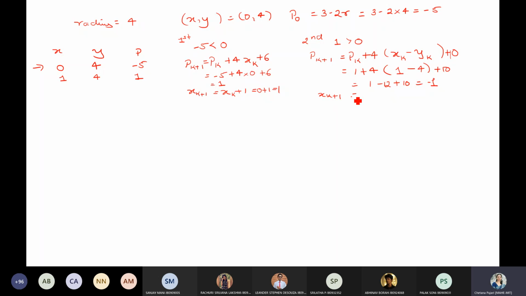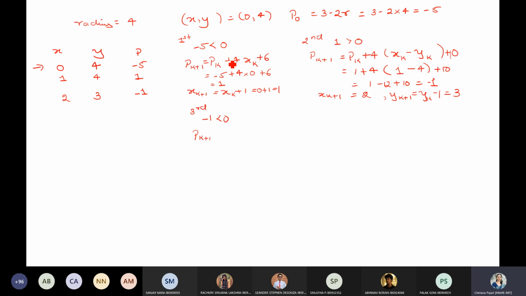For xk plus 1, you are going to increment x, so hence it is 2. And yk plus 1, you are going to decrement your y, hence it is 3. So we'll write here 2, 3 and minus 1. So third iteration, again minus 1, which is less than 0.